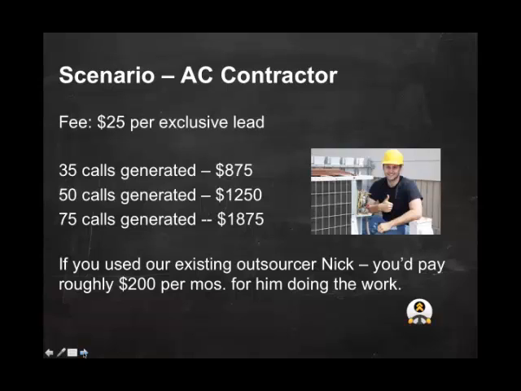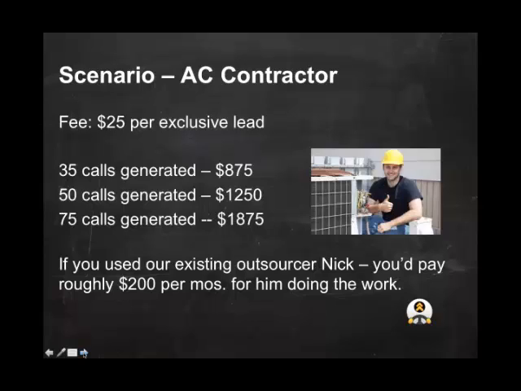In this scenario, with an air conditioning contractor, this is a niche I work with a lot, so it's easy for me to talk about it. I typically charge between $25 and $32 a lead, exclusive. Just depends on how beat up I get when I'm trying to close this. So let's just use $25 because it's easy to work with. If you generate 35 calls, you see the $875. If you generate 50 calls, this is in a month model in this case, because my AC guys I'm actually pretty tight with now, and I bill them monthly just to keep it easy for them.